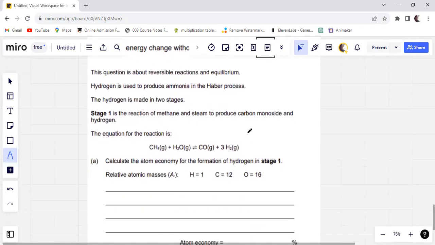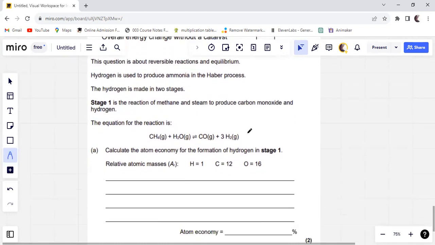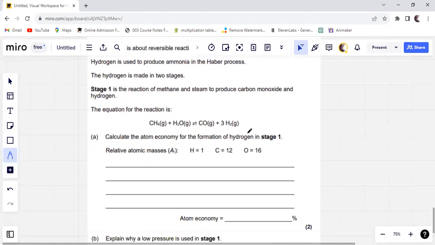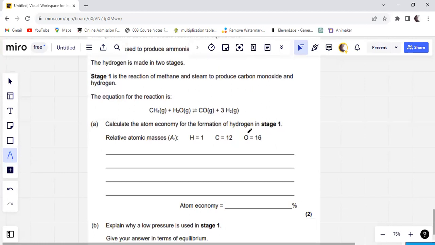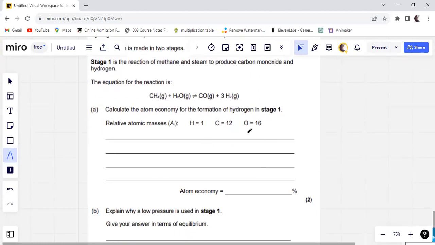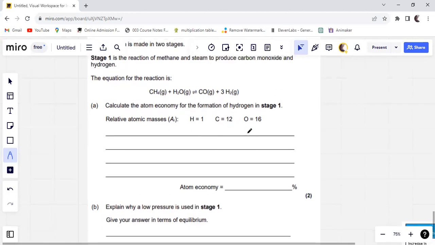This question is about reversible reactions and equilibrium. Hydrogen is used to produce ammonia in the Haber process. The hydrogen is made in two stages. Stage one is given in the question. It is the reaction of methane and steam to produce carbon monoxide and hydrogen, and we will use this hydrogen in the production of ammonia. We need to calculate the atom economy for the formation of hydrogen in stage one. The relative atomic masses are given.